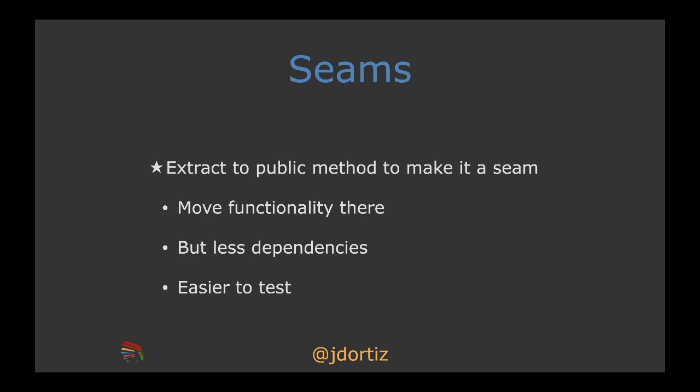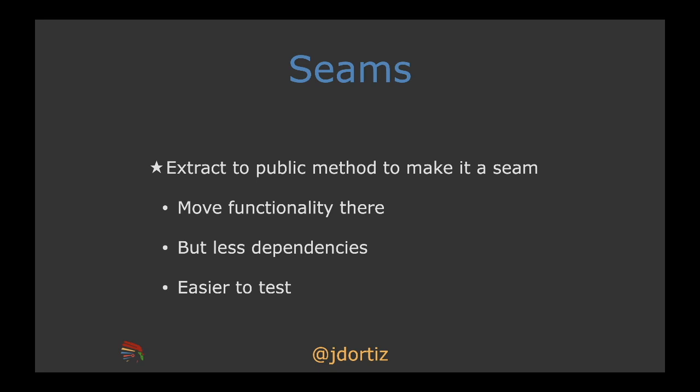Well, we're going to extract a public method from the command, so that public method can be tested, and move the functionality to that public method, but the dependencies are not going to be inside of the method. Instead of being implicit dependencies, they are going to be explicit ones. And the purpose of that is that we can control these dependencies, and then the code is going to be easier to test. That's it.